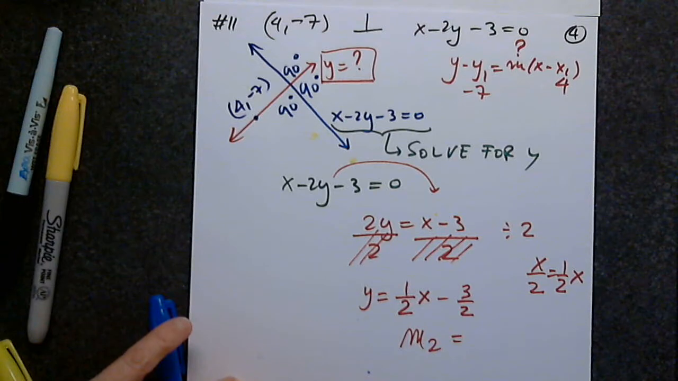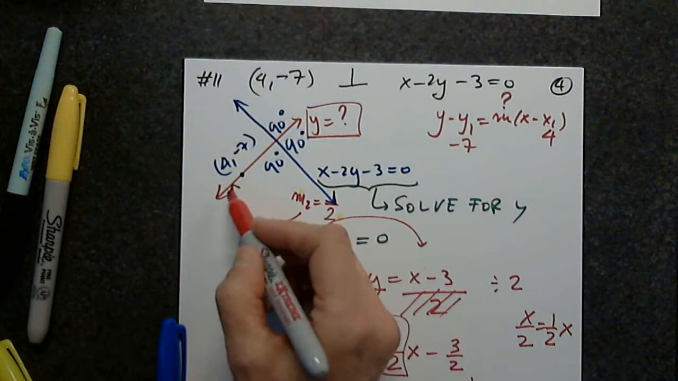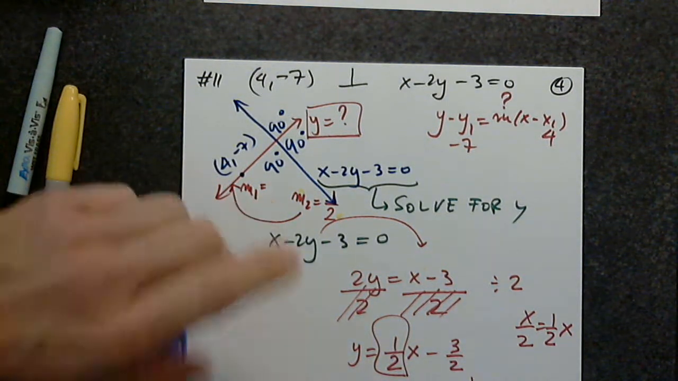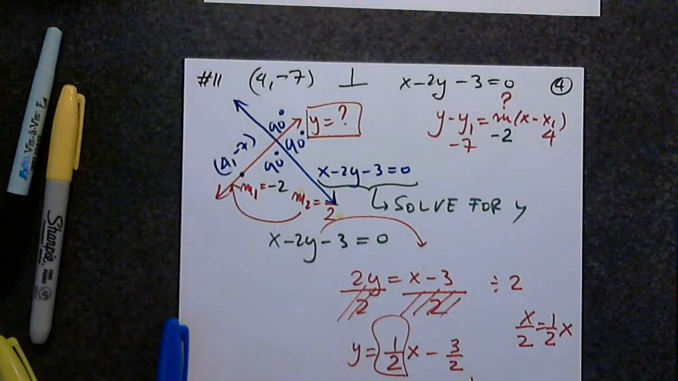What is it? 1/2. 1/2 is this slope. M2 equals 1/2. Then I do know M1 because I know the relationship. The product of M1 and M2 must equal -1. Or you say M1 is -1 over M2. Whatever you say, the answer will be the same. So what is M1 equal to? Very good. Why? Because the product of these two numbers has to be -1. So now I have the slope, which is -2. All I have to do is just plug it in, and I'm done.